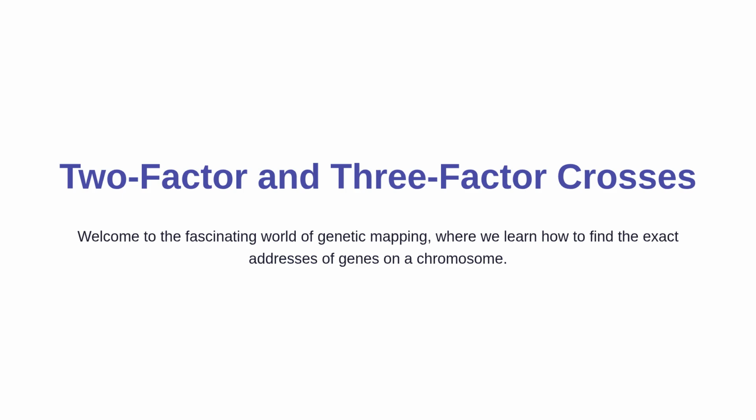Welcome to this lecture on the fundamentals of genetics. Today, we're going to explore how scientists map the genome using two-factor and three-factor crosses. Understanding how genes are linked and how they cross over is the foundational step in building genetic roadmaps, which are crucial for everything from breeding better crops to tracking inherited human diseases. Let us dive in and see how this works.